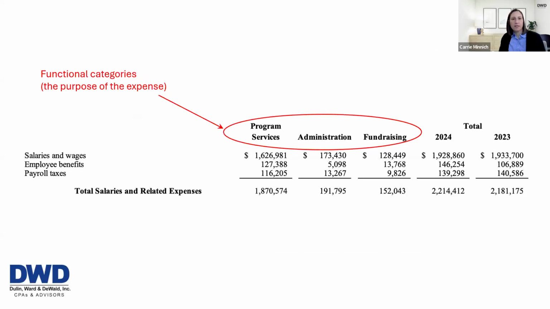When we look at this statement, the function is the purpose of the expense. So what function does it fall under? Program functions are those expenses that are related to providing your program. It could be the salaries for those people. It could be the supplies that you need for that program. It could be a portion of your occupancy expenses, your rent and utilities, for the part of the building that program is using. Administration, management and general, those are expenses that you have to have because you're running an organization.